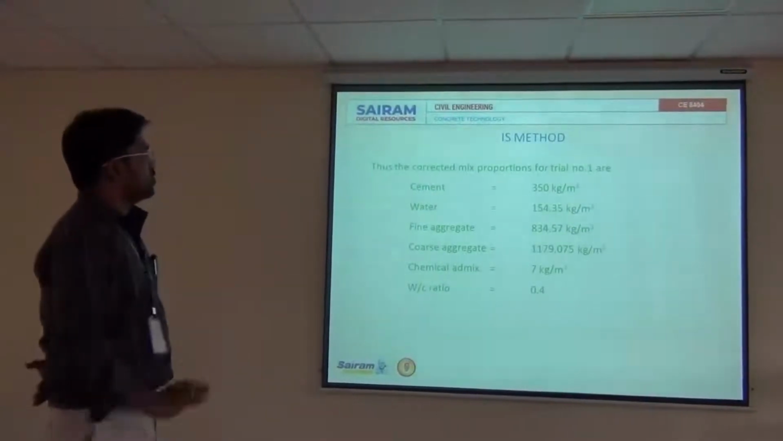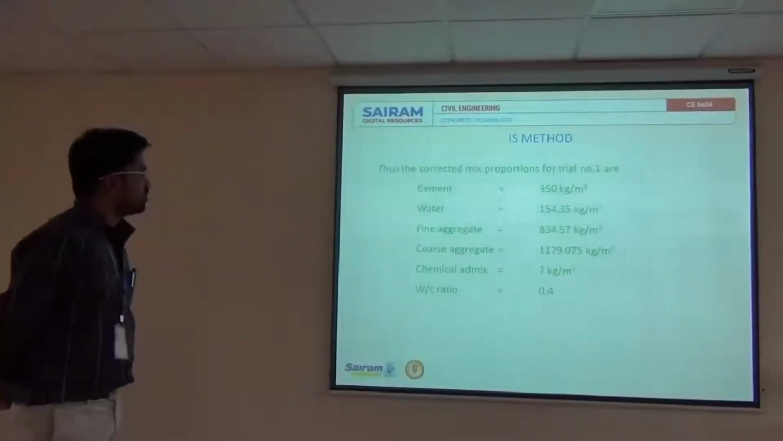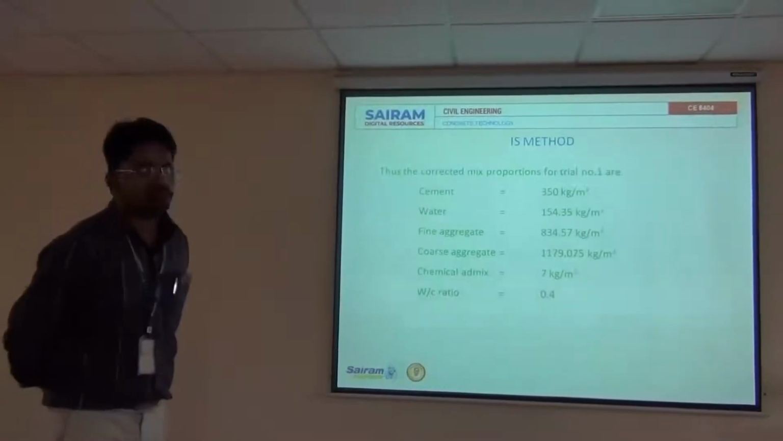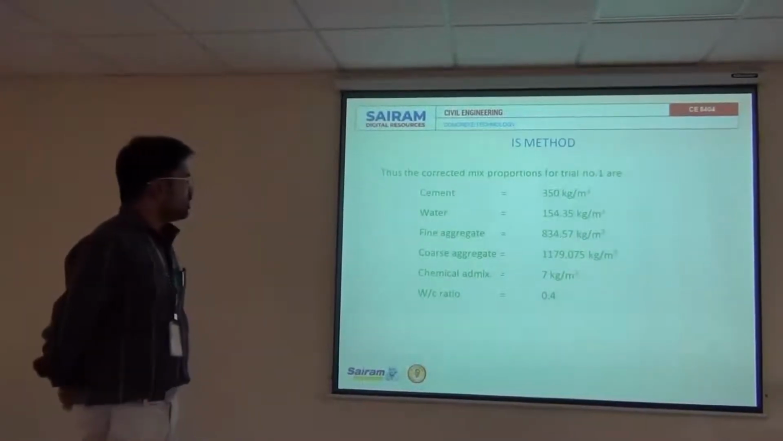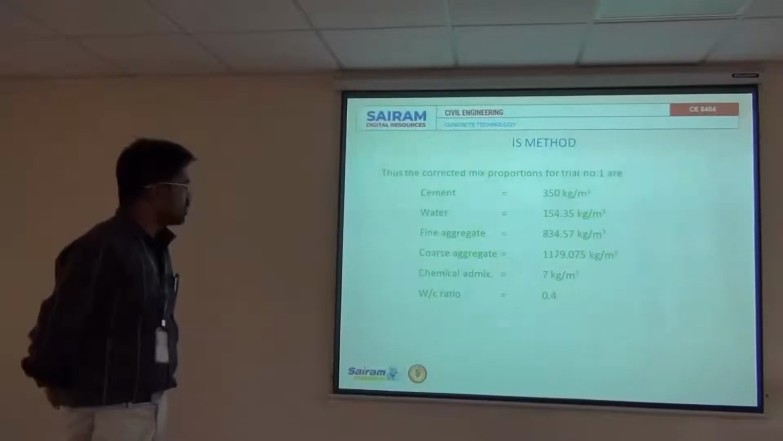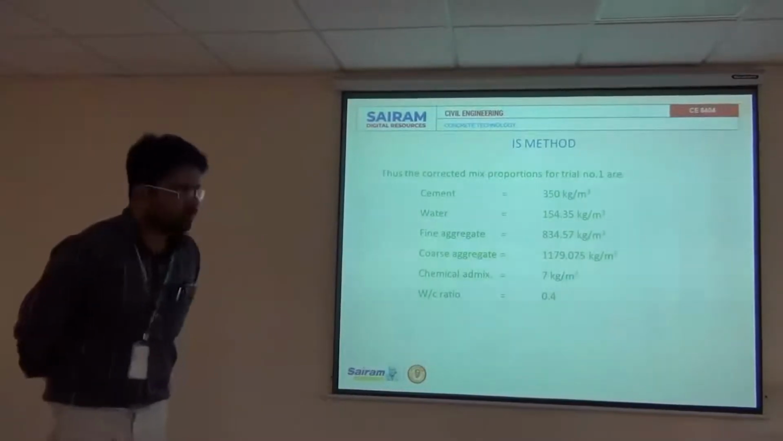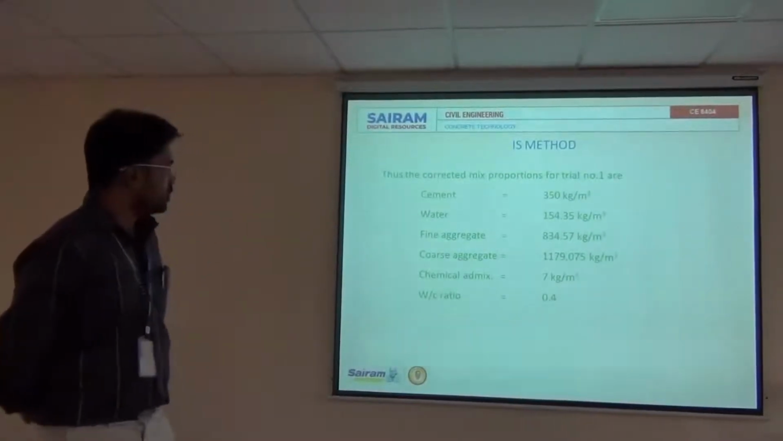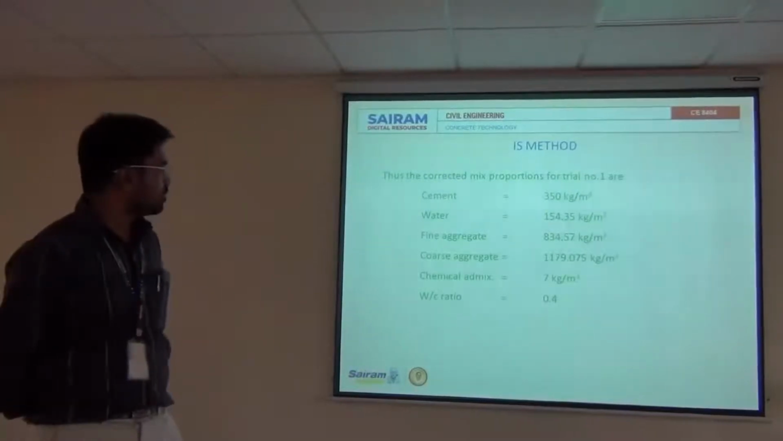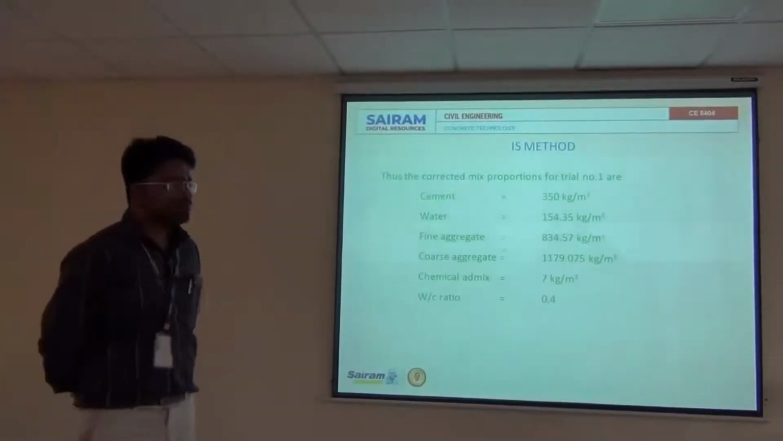This is the corrected mix for trial number 1. Cement is equal to 350 kg per meter cube, water 154.35 kg per meter cube, fine aggregate 834.57 kg per meter cube, coarse aggregate 1179.075 kg per meter cube, chemical admixture is 7 kg per meter cube, water cement ratio is equivalent to 0.4.